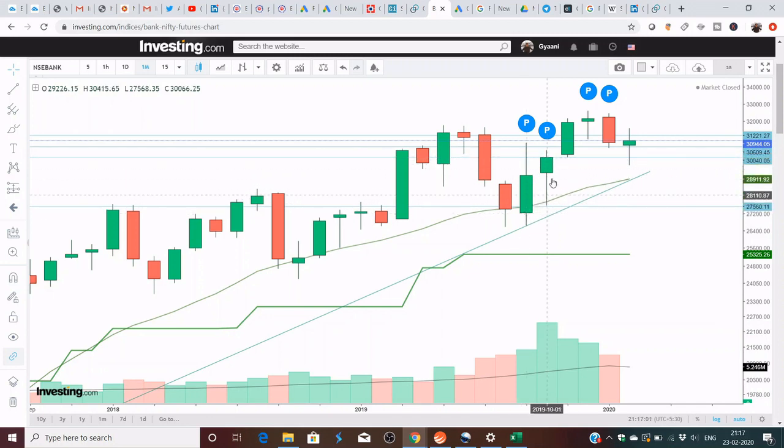There are two types of candles. One is base candles, which have a 50% body, and the other is leg candles, which have a body of more than 50%. So there are only two types of candles: base candle and leg candle. There can be different combinations, like this is a leg candle, a base candle and a leg candle. This formation is called drop, base and then rally.